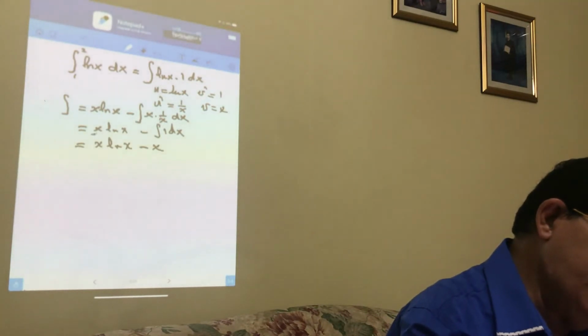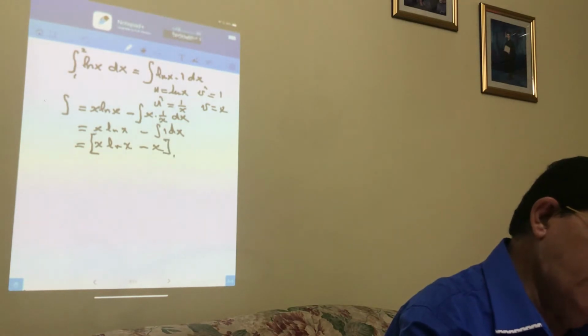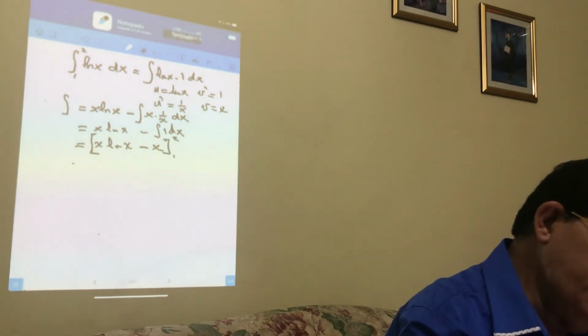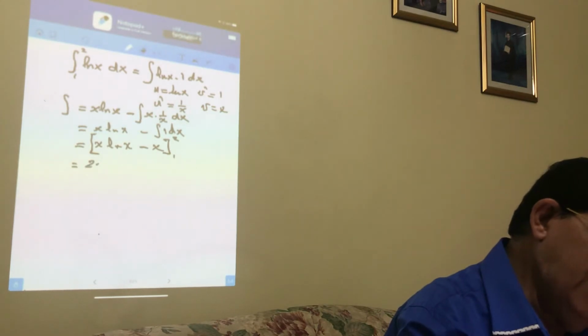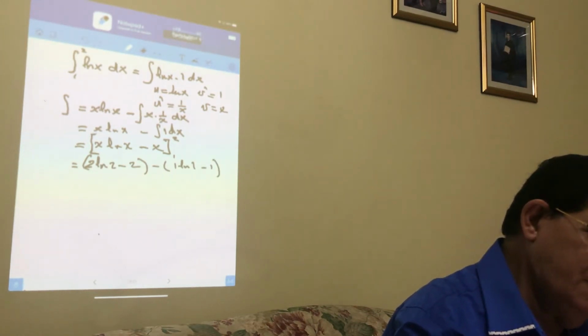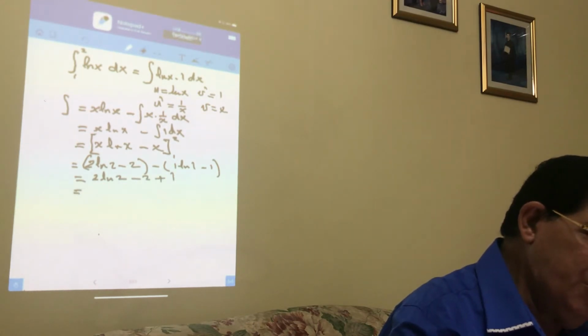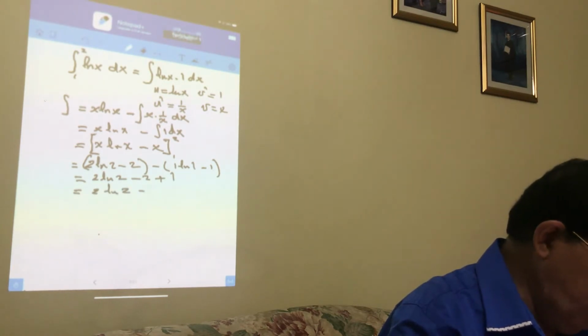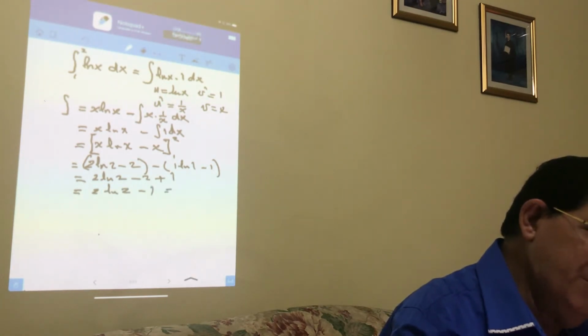Now we have limits from 1 to 2. We substitute: 2 ln 2 minus 2, minus 1 ln 1 minus 1. ln 1 is 0. Therefore, this is 2 ln 2 minus 2 plus 1. Therefore, the answer is 2 ln 2 minus 1, which we can say is ln 4 minus 1.